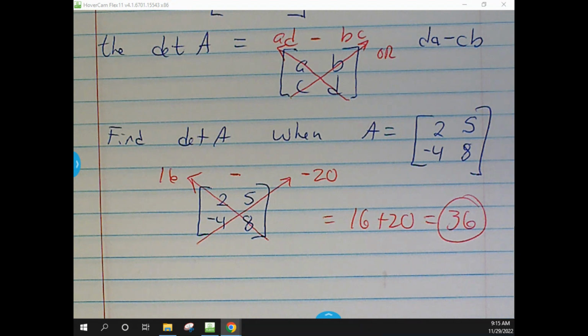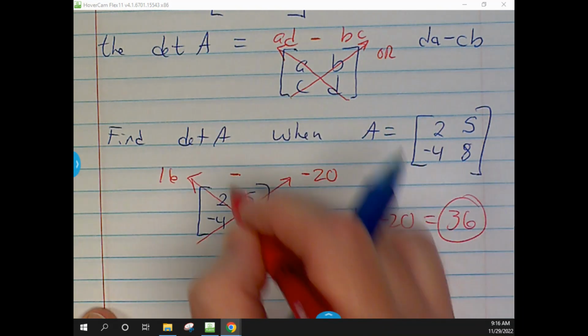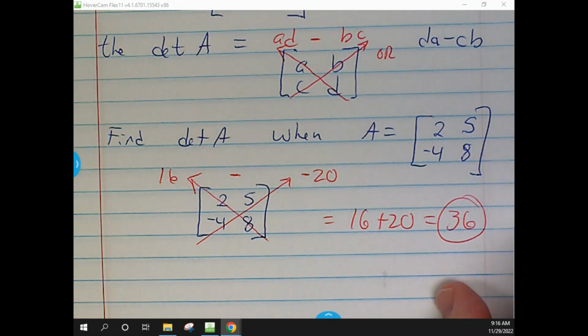Okay. Easy enough? Okay. All right, here comes the hard one. 2 by 2s are easy because you do this times this, this times this, you subtract those two numbers, and boom, you've got it. Okay, so 3 by 3. Now it's the same concept, but it's a little bit different because we have to get the extra step in there.